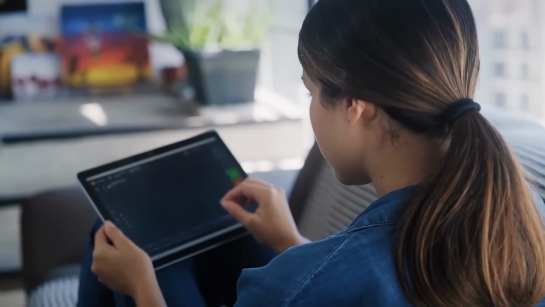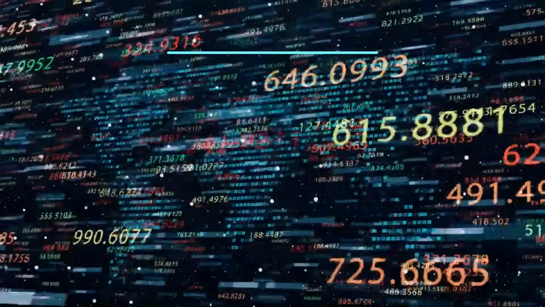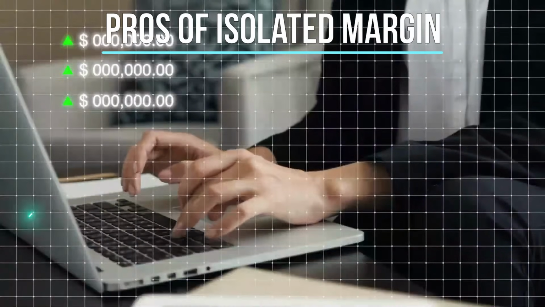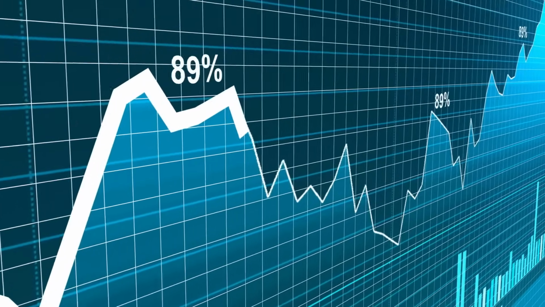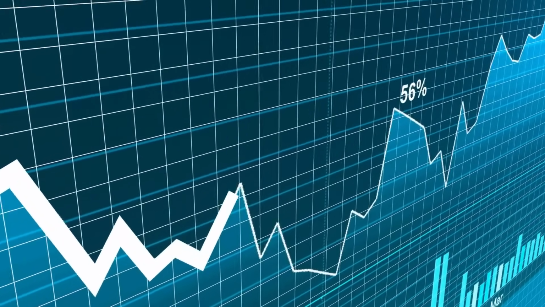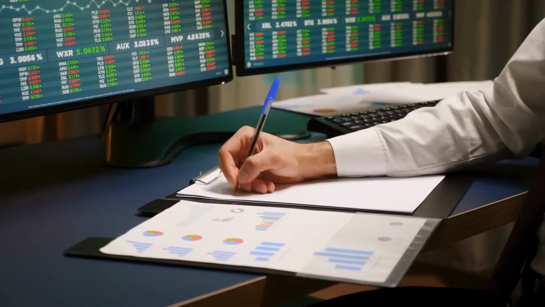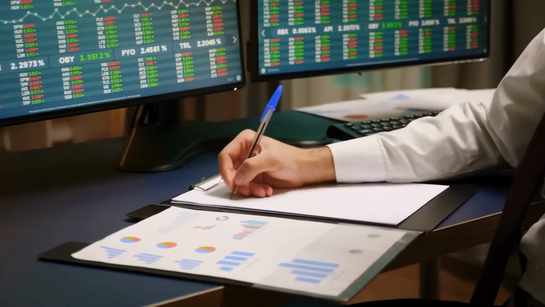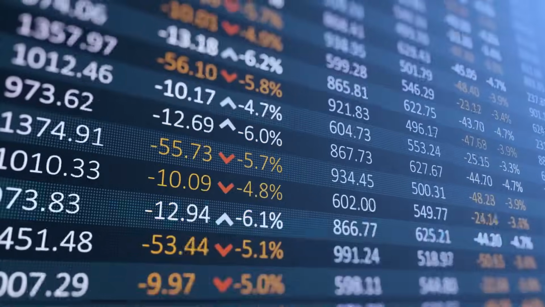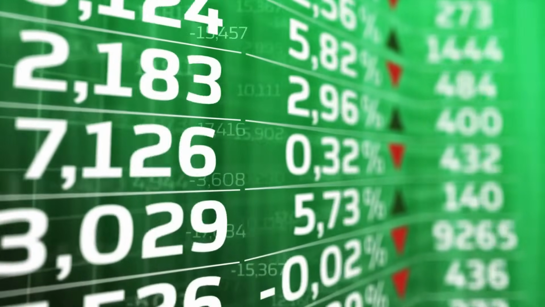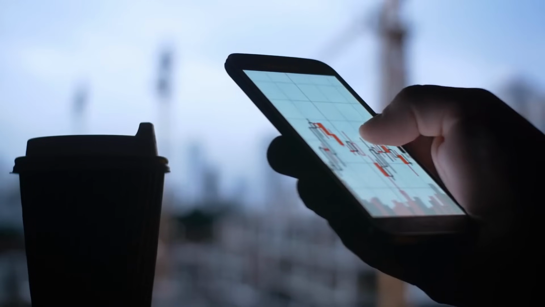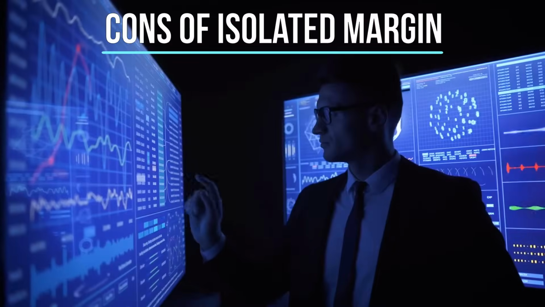Now let's look at the pros and cons of isolated margin. Controlled risk. You decide how much of your funds you want to allocate and risk for a specific position. Only this amount is at risk, keeping the rest of your funds safe from potential losses in that particular trade. Clearer profit and loss. It's easier to calculate the profit and loss for an individual position when you know the exact amount of funds tied to it. Predictability. By segregating funds, traders can predict the maximum loss they can face in a worst-case scenario, aiding in better risk management.